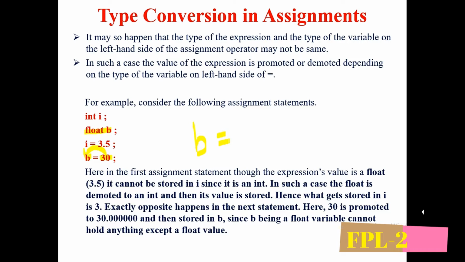In float values, after the point we reserve 6 places for the number representation. So instead of taking 30 as it is, it will represent 30 as 30.000000, six zeros, and then store it in B, since B is a float variable and cannot hold anything except a float value. So I think you understood type conversion in assignment. It will automatically get converted into the type which is present on the left hand side.